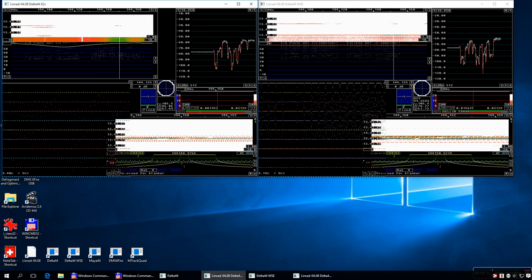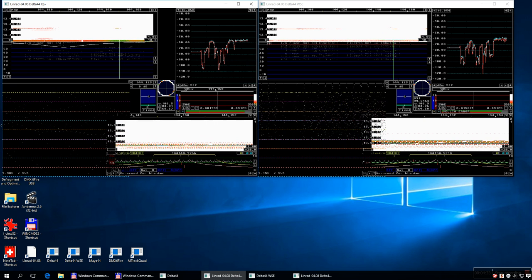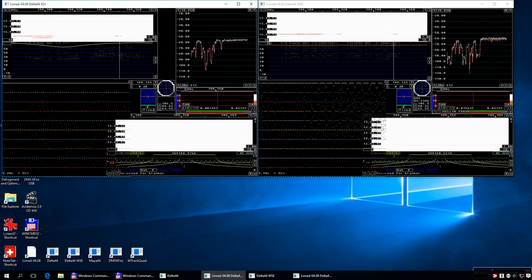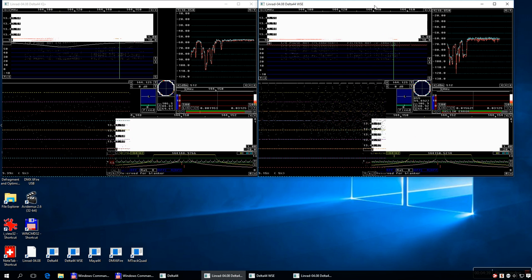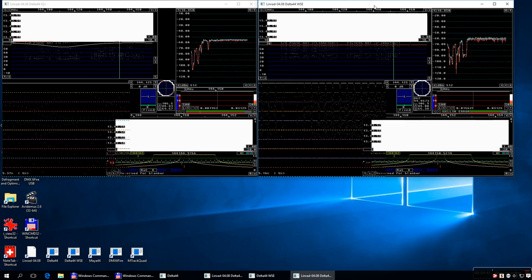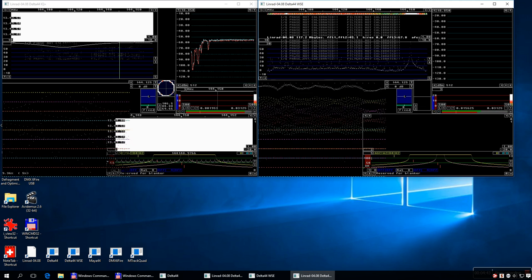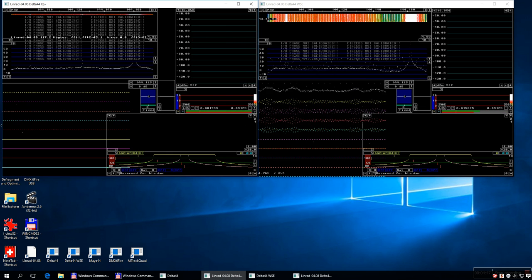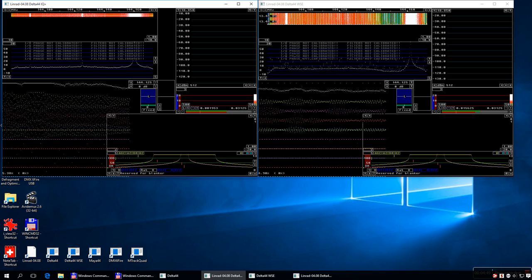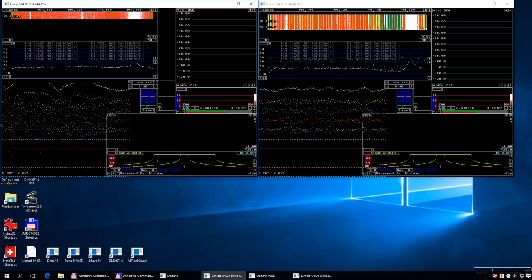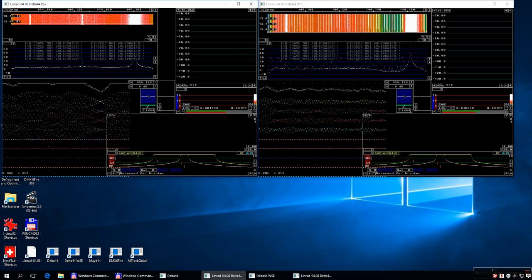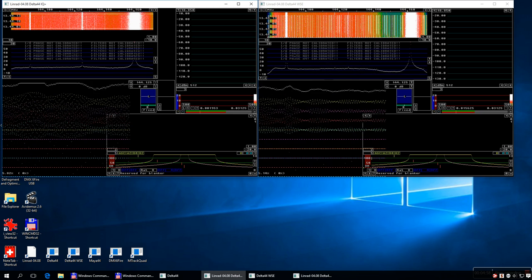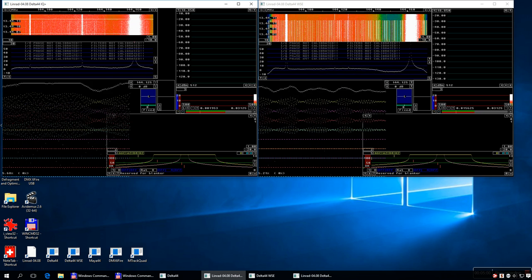Now I am 10 kilohertz above the notch. Both sound cards have run into problems. I have to make X and B, and also here X and B, and you can see that the WSE is saturated now, so I had to drop by 1 dB.